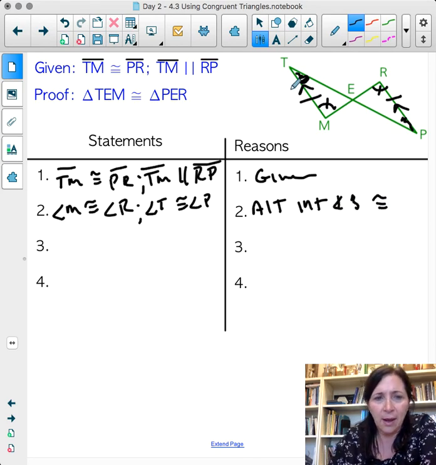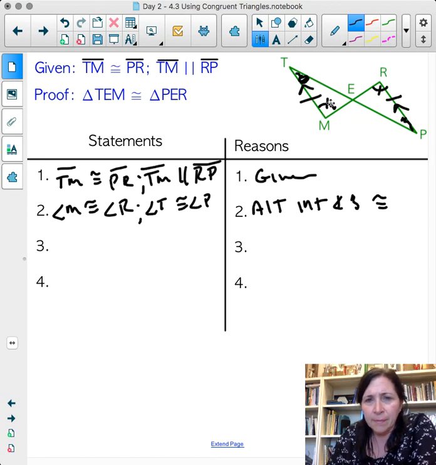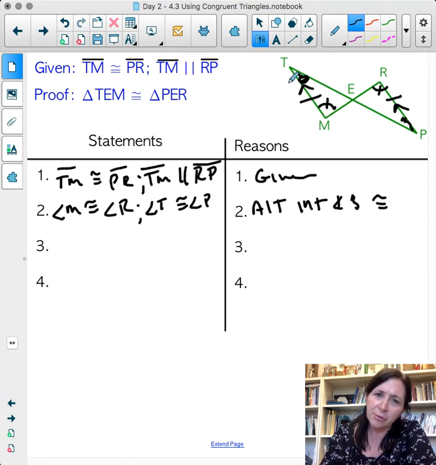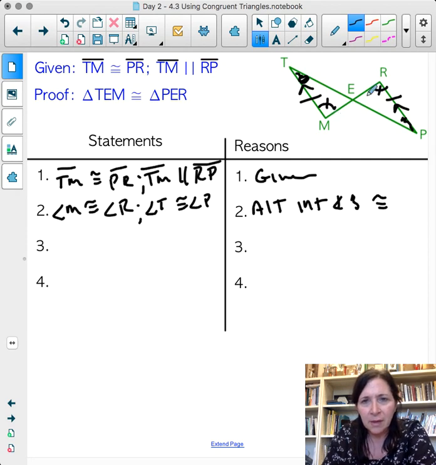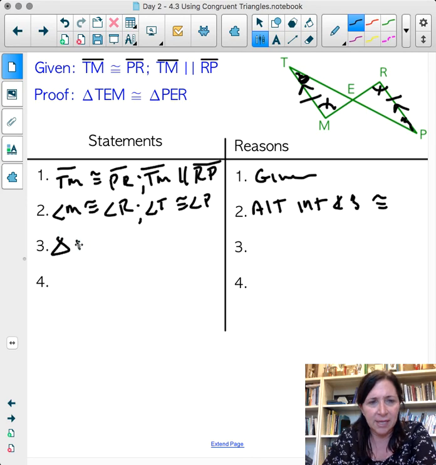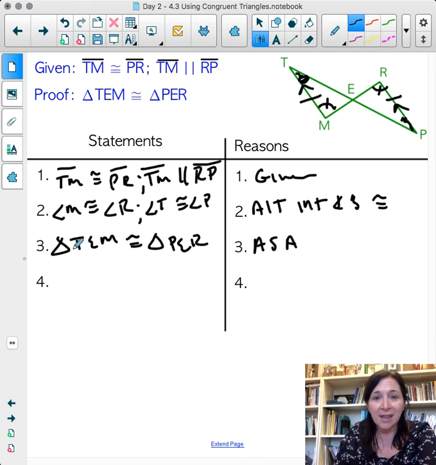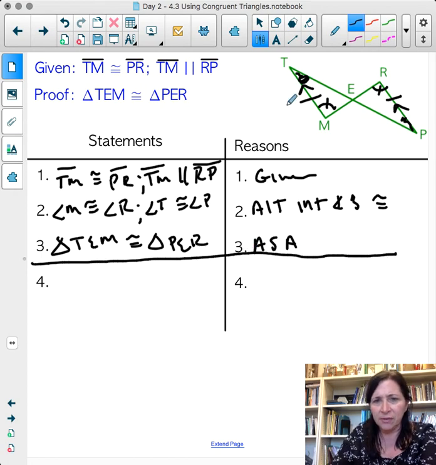Next, so actually, I have enough information to prove that these two triangles are congruent by angle side angle. And so I could do that. I can say triangle TEM is congruent to PER. And that's angle side angle. And I'm done.